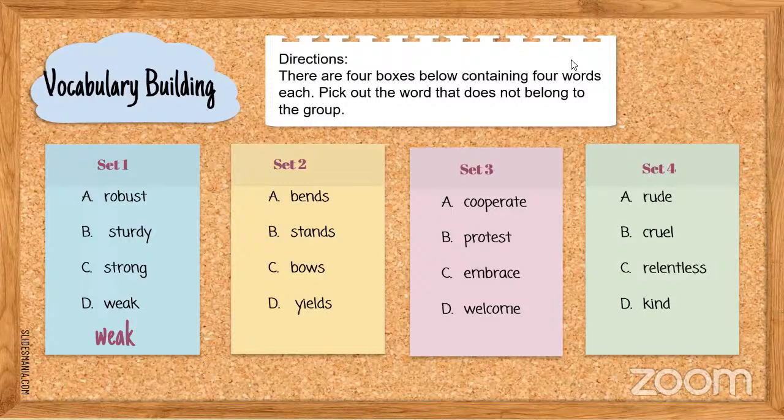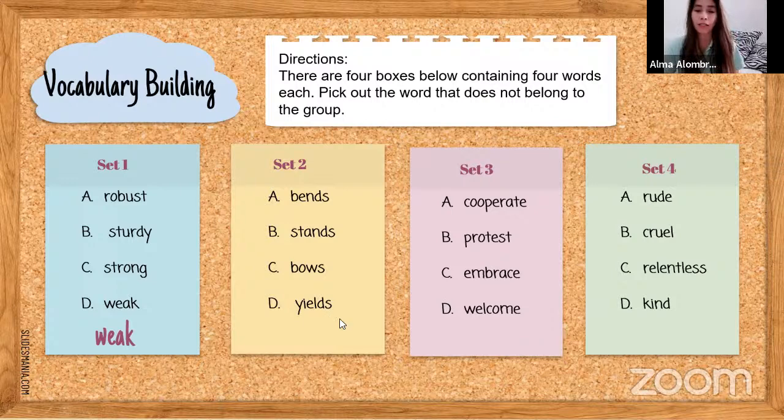A bends, B stands, C bows, D yields, B stands. Okay, the correct answer is stands. I give the answer in set number 3. Bends, bows, yields have the same meaning, and the one that does not belong is stands.